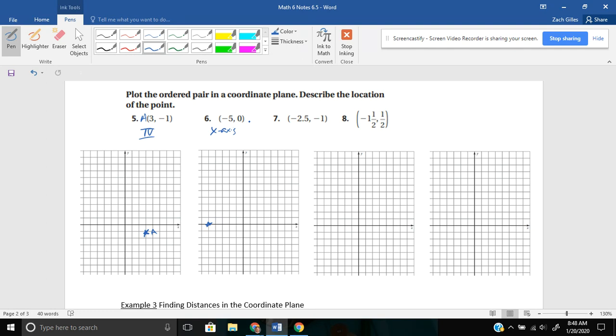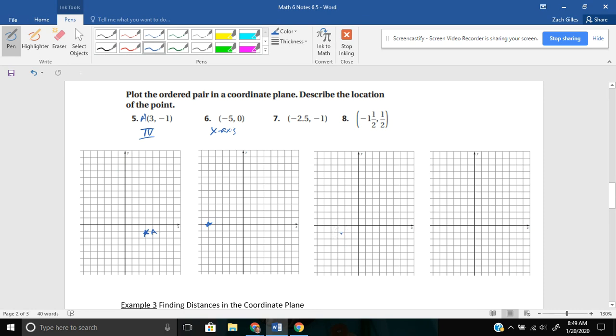Let's see what else we got here. We've got, for number 7, negative 2.5, negative 1. So that will be left 2.5, 1, 2.5, and down 1 would be right in this location.